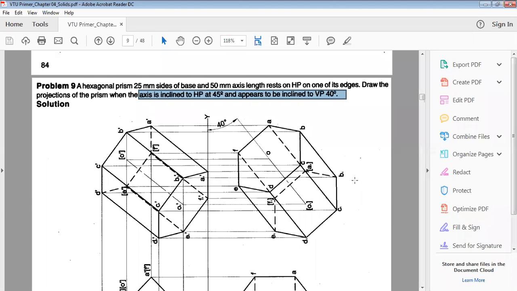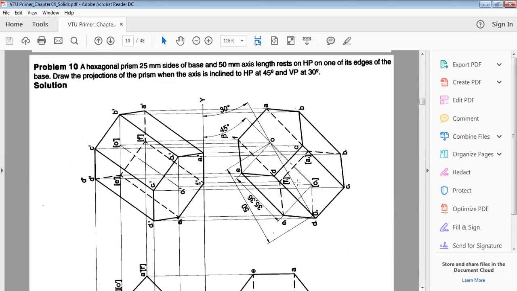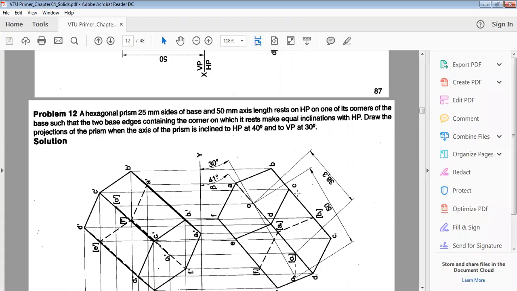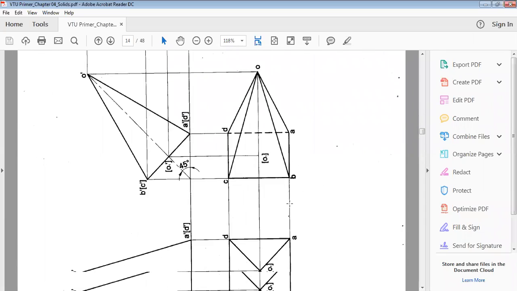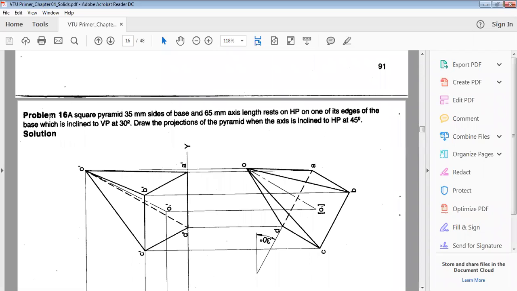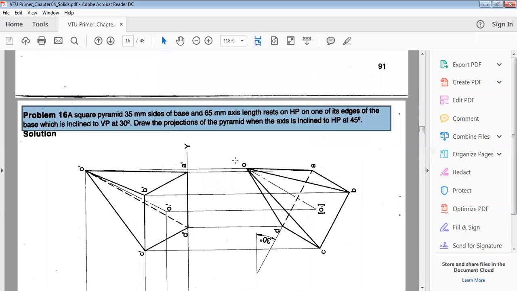Beta angle later. Okay, so keeping that in mind, I'll be taking a problem number, just give me a second. Keeping that in view, I'll be solving problem number 16 in the primer book. So here, what is being given?